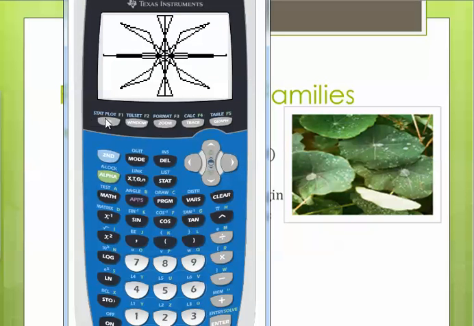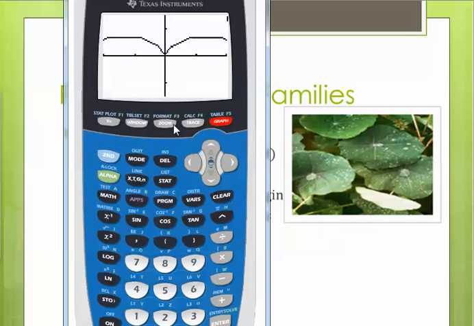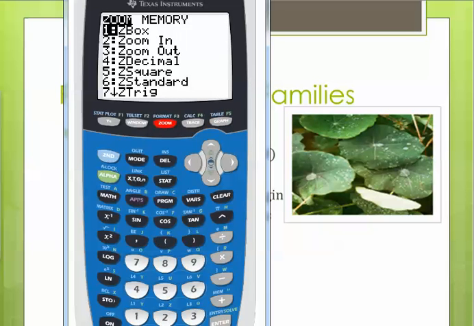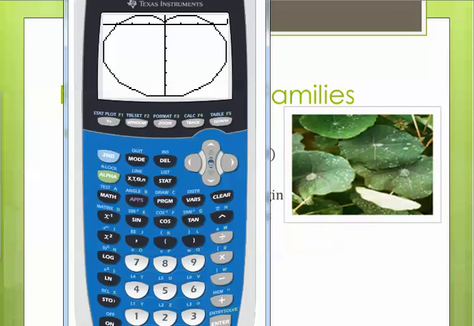Okay, so we're going over here to y equals. We're going to say 3 minus 3 sine theta, and hit graph on this. And we're going to do a zoom 0 to make it fit on the screen. And it looks like that. It does. It looks kind of like a heart, doesn't it?